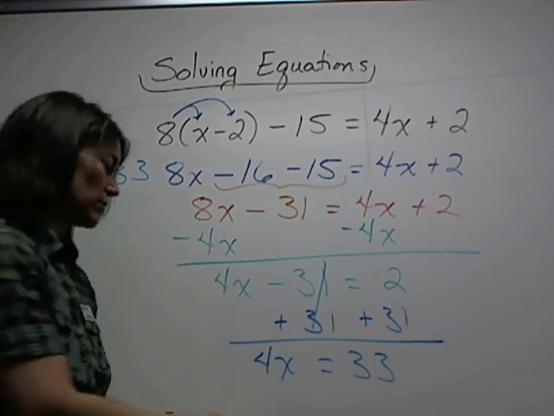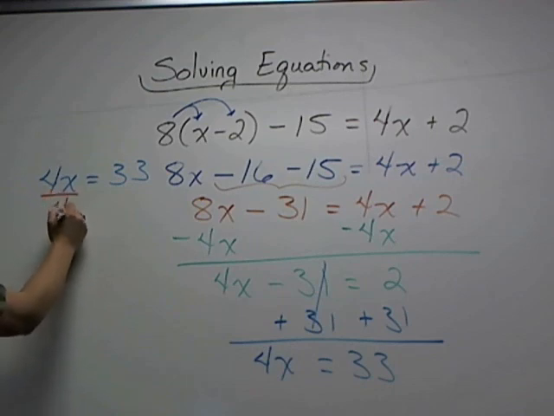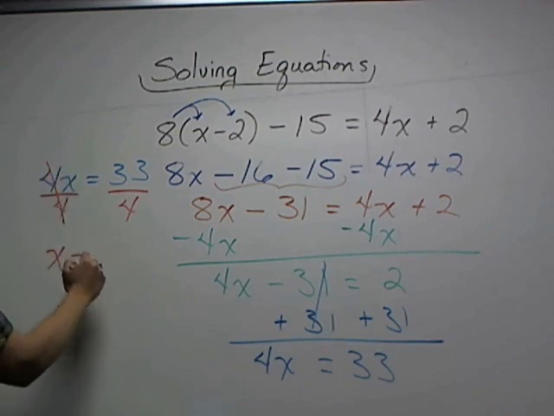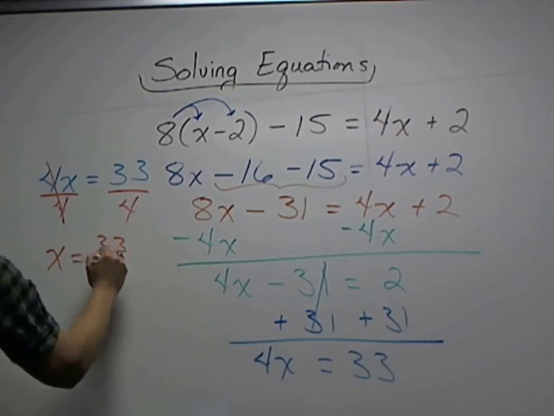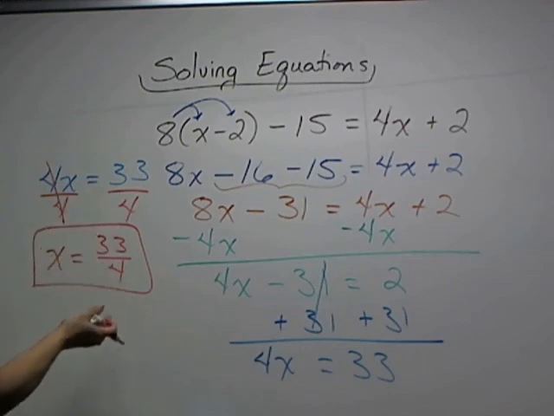Now we're ready for our last step. Our last step, once again, would be to get rid of that 4 in front of the x. So we're going to divide both sides by 4. The 4's cancel there, leaving just the x. Once again, on the right side, this is a reduced improper fraction, so I would love to keep that answer like that. Less work. You just have to make sure it's reduced.